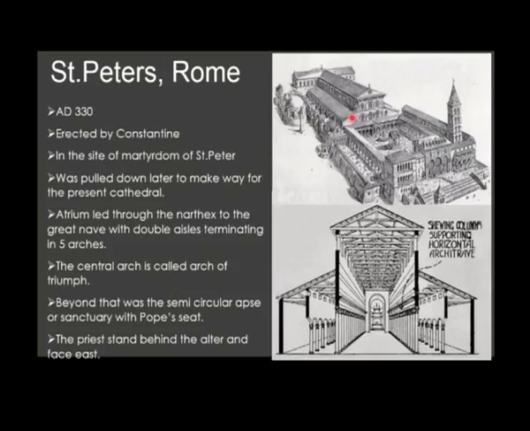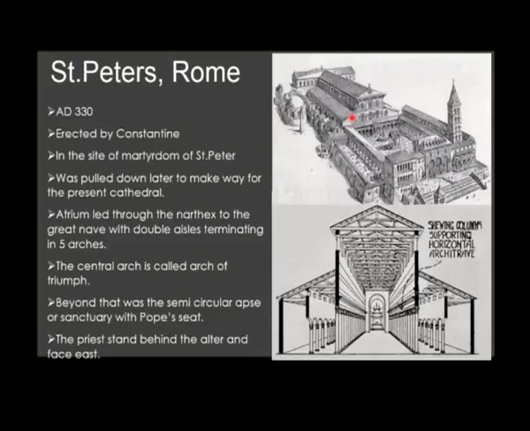Moving on, talking about another church, we have St. Peter's in Rome, which is another example of the basilican concept of architecture. This was constructed in AD 330 and was erected by Constantine. This was erected on the site of the martyrdom of St. Peter, after whom this church is named. St. Peter's today is one of the most famous churches in the world. If I can say, it is the most famous church in the world, and that is not the same church which I am talking about.